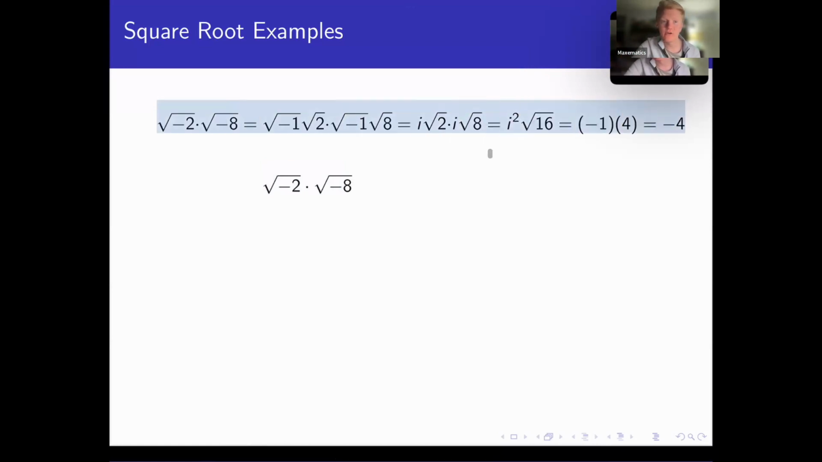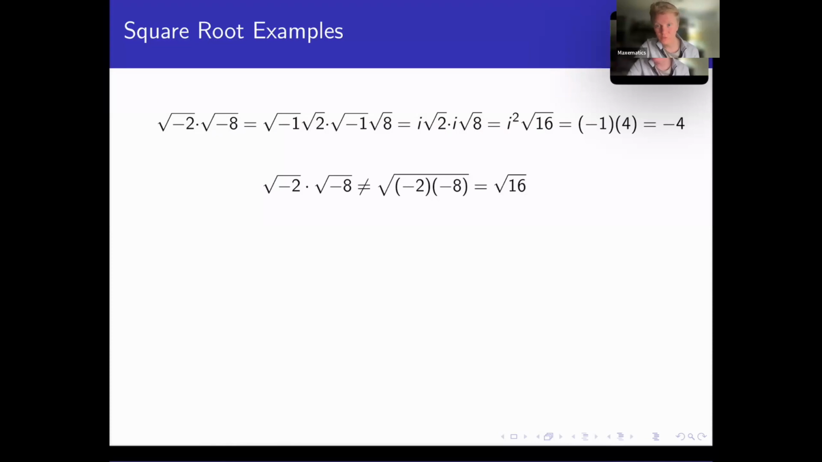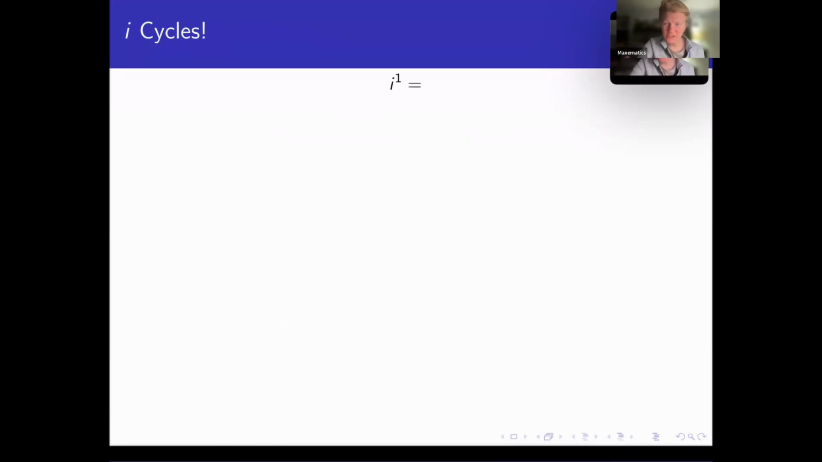But just be careful. Make sure you simplify this with i first, because if you go right for combining the insides, you would get -2 times -8 is +16, and square root of +16 would be 4. So please be very careful. The rules of complex numbers dictate that we need to take out i first when we're dealing with square roots of negative numbers. Okay, and there's actually a really interesting property surrounding i and the powers of i.